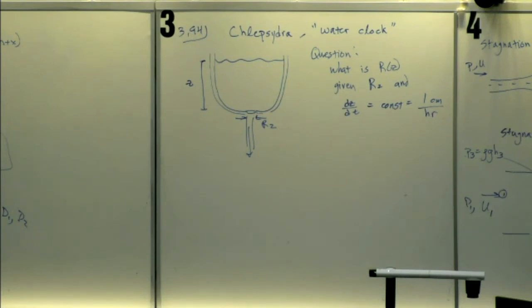What about P1? Atmosphere. What about P2? So we can choose P2 to be right when it exits the container. So then it could also be 0, too. You're right, you could choose it right before it exits, or you can choose right after. But right after, it's in a jet, so it's going to be 0 pressure.